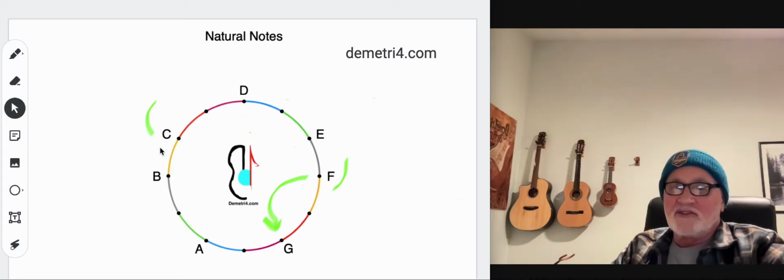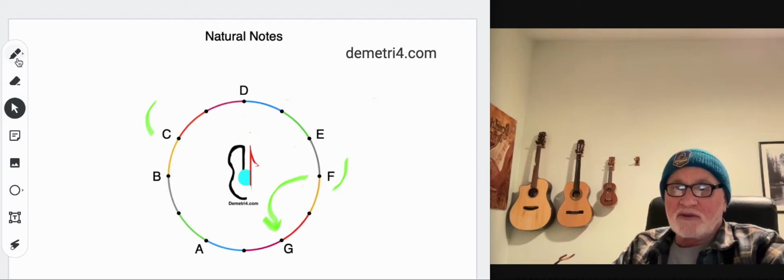The distance between G and A is 2 dots. The distance between A and B is 2 dots, and the distance between B and C is 1 dot. G is the second major tetrachord in the C major scale.